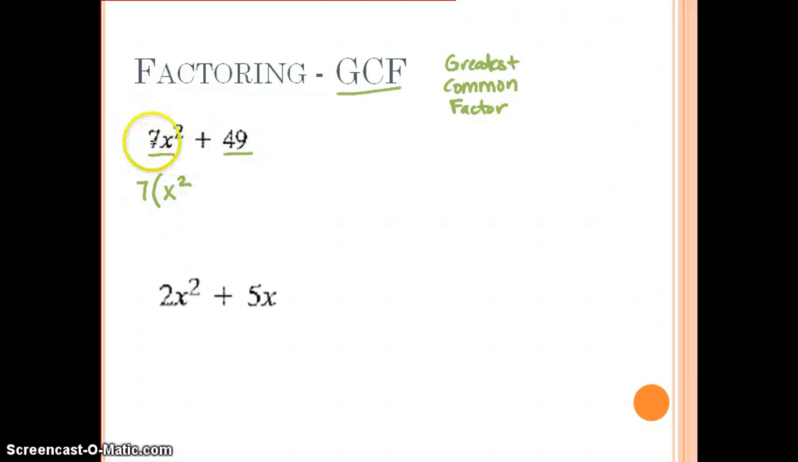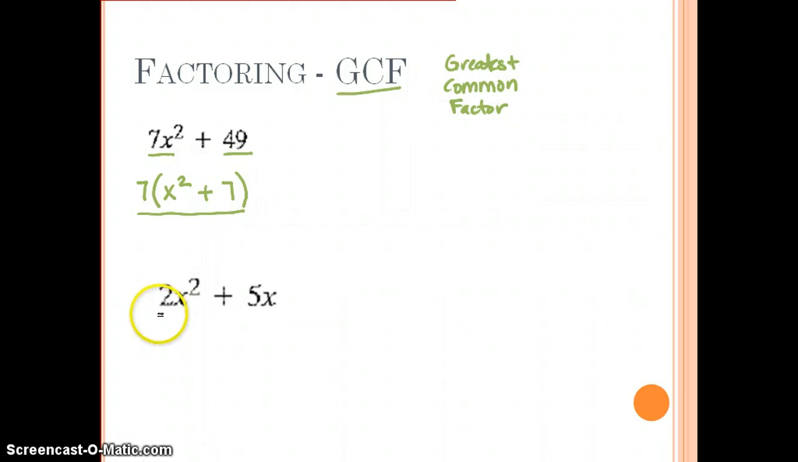get that answer back? So in order to get 7x squared, I would have had to distribute 7 to x squared. And in order to get a 49, I would have had to distribute a 7 times a 7. And so factoring, if you remember from our previous chapters and last year, is sort of undistributing. And so this would be my factored answer. I looked for the GCF. So your first step, again, is the same thing.